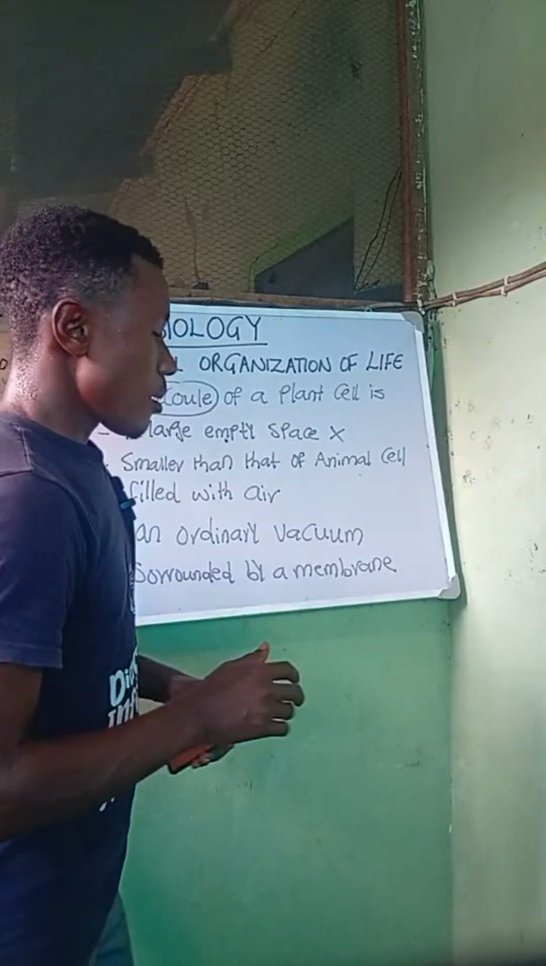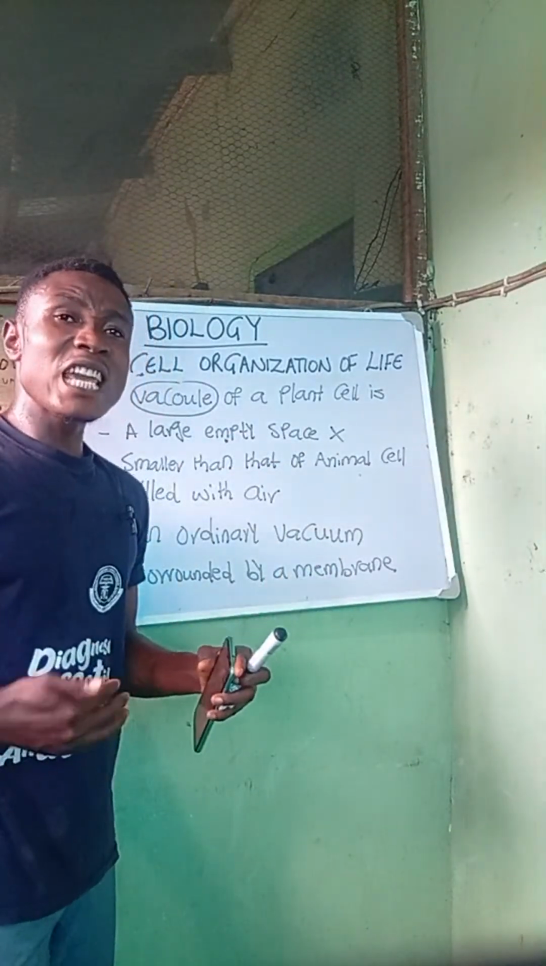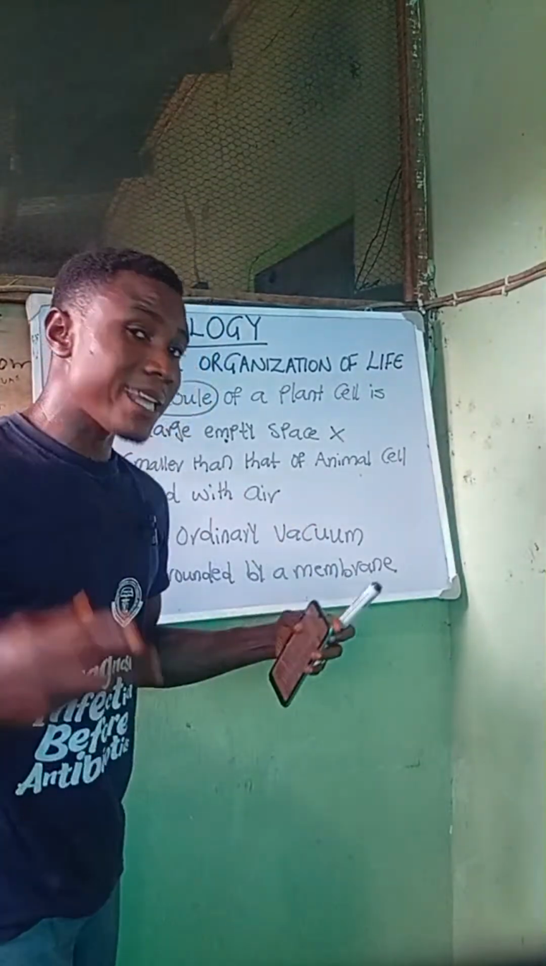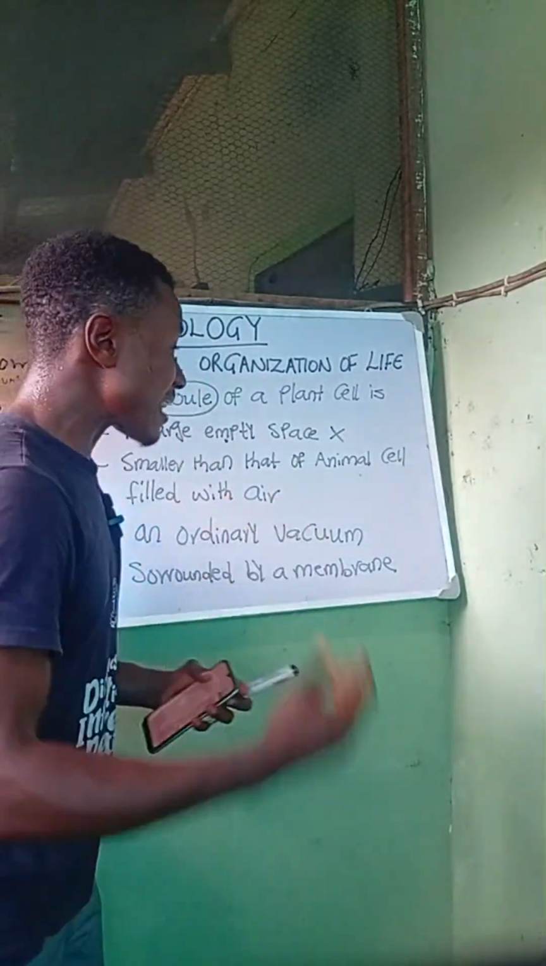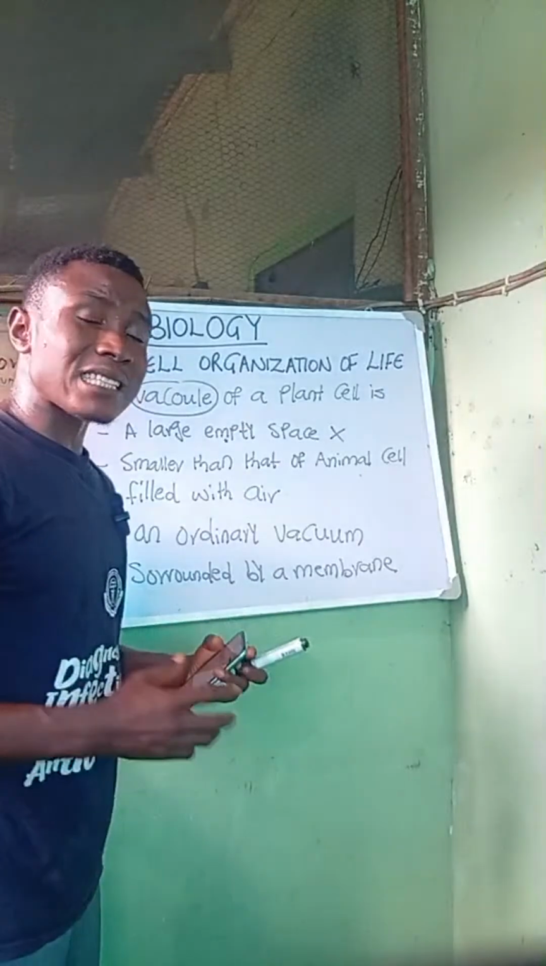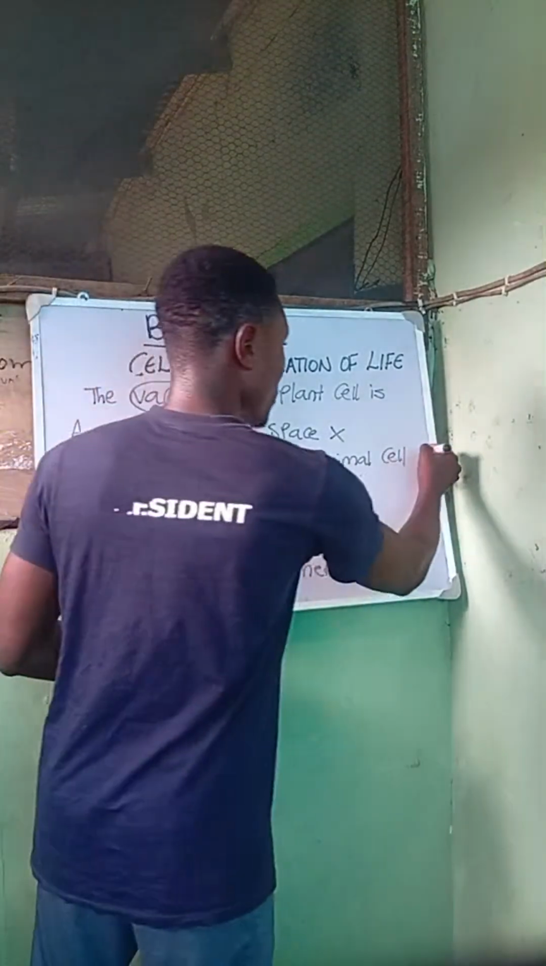B. The vacuole in a plant cell is 2 times or 3 times bigger than the vacuole in an animal cell. So this option that says smaller than that of animal cell is wrong. The vacuole of a plant cell is bigger than that of an animal cell. So this option is also wrong.